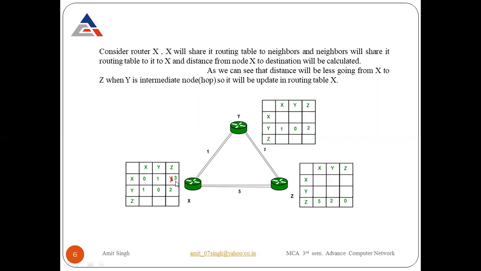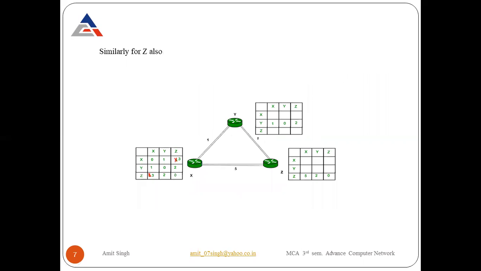If you are using a different root, and the value of this particular root is less than the value of the other root, then simply you can update the value. Again, similarly for Z also.